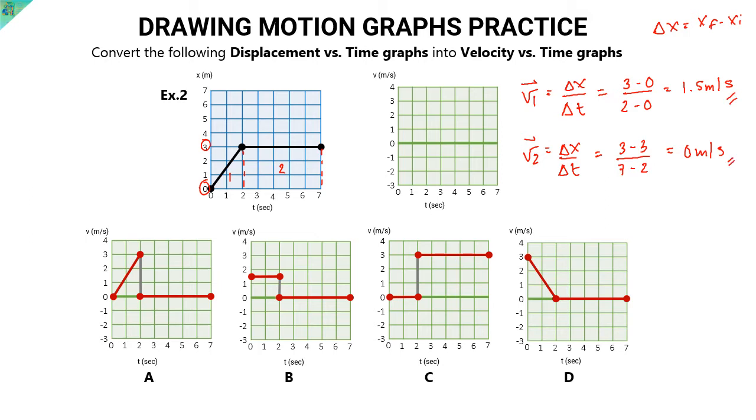Let's now try to plug it in. So that's 1.5 meters per second, and that's about right here for about 2 seconds. So that's 1, 2, right there. Then a sudden drop, or a jerk, from 2 seconds to 7, you have 0 meters per second. Okay, and that would be letter B.